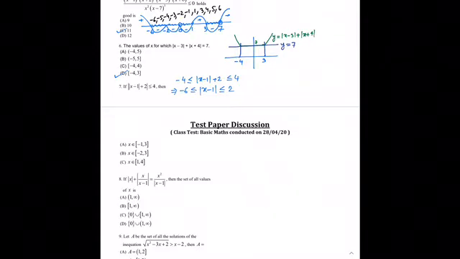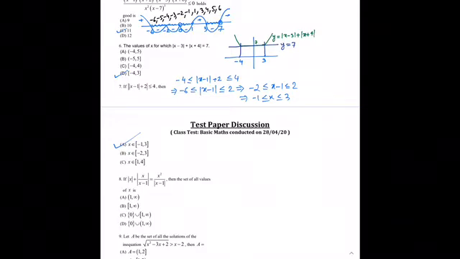Now |x - 1| being greater than or equal to -6 is of course always true, so I will take this as -2 ≤ |x - 1| ≤ 2. I have ignored -6 because it is always greater or equal to -6. So after that, if I bring the 1 to both sides, it will become -1 ≤ x ≤ 3. So -1 to 3 is the answer, this one.